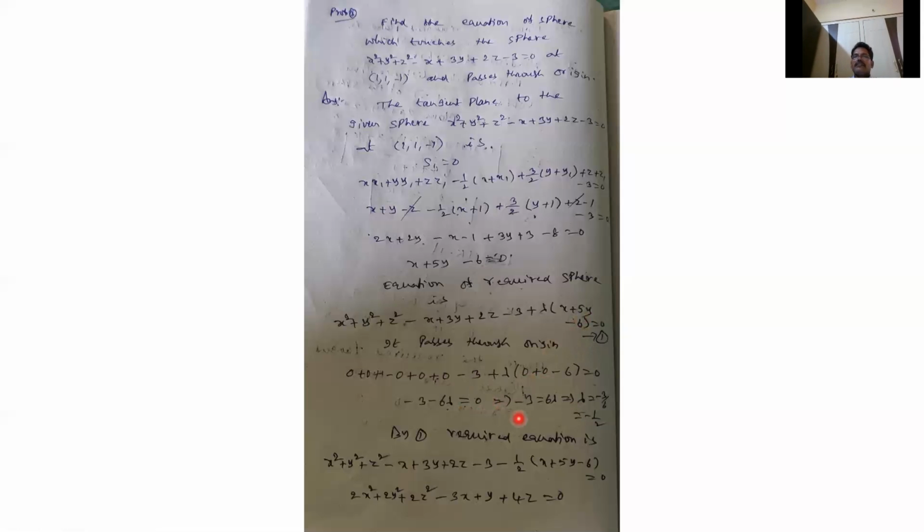Since it passes through the origin, that means x equals 0, y equals 0, z equals 0. So we get minus 3 minus 6 lambda equals 0, minus 3 equals 6 lambda. So finally we get lambda is equal to minus 3 by 6, that is equal to minus 1 by 2. Therefore, the required equation is obtained by substituting lambda equal to minus 1 by 2.